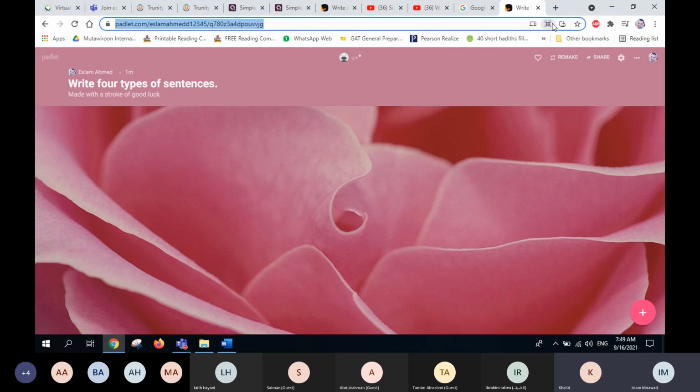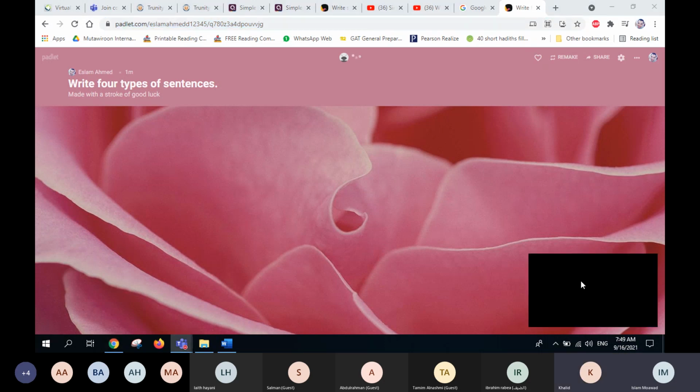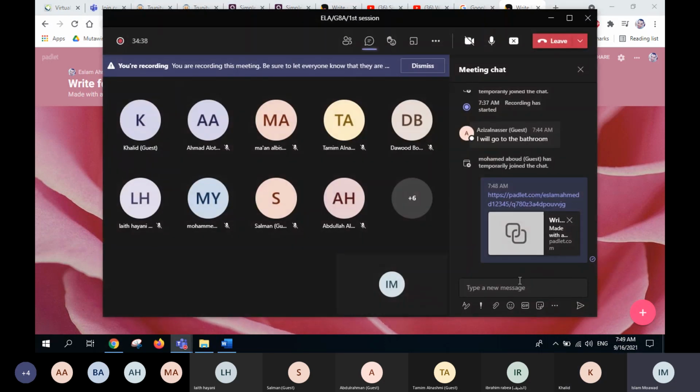Mister, where do I find it? We're going to write the sentences here. The link is in the chat box. I don't have a chat box. You don't have a chat box? Okay. So Khaled, in this case, can you write on paper and send me a picture of the paper? Or write it in your book and take a photo of your page and send it to me. Okay.